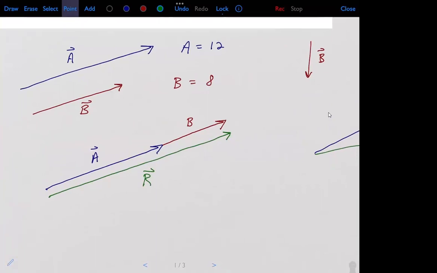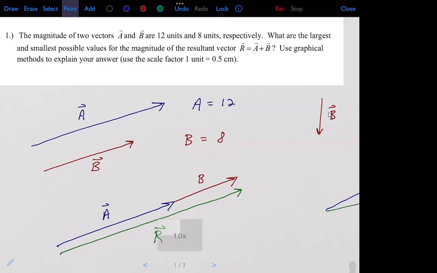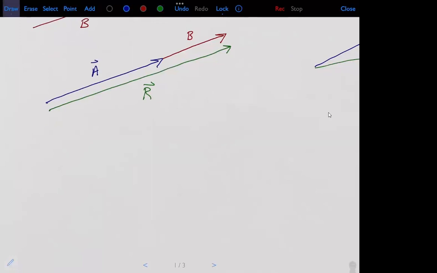Let me describe the shortest, because we also want to find the smallest magnitude, the largest and smallest possible values of the magnitude of the resultant. Well, again, the smallest magnitude is when vector B points in the opposite direction of vector A. So if I were to take A, I'll just draw it in the same direction. And then let's say B pointed in this direction, and it has a magnitude of 8. So it's opposite. And then I draw my resultant from the tail of the first to the tip of the second one.